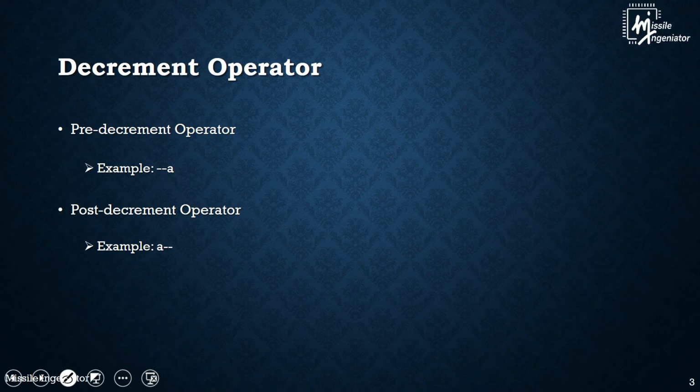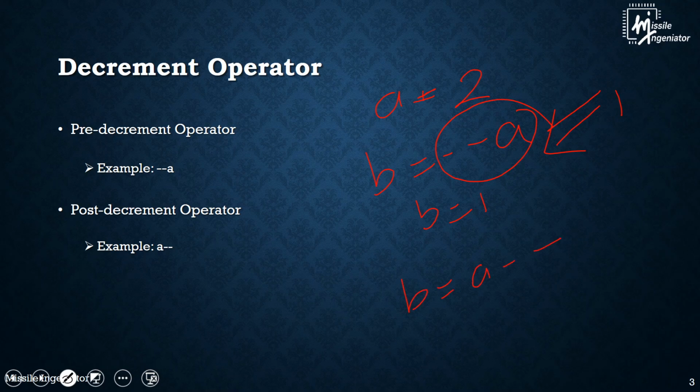In the case of decrement operators, it's similar to the increment case. Say I assign a equal to 2. Now if I say b equal to --a, then a is reduced to 1 and then assigned to b. Whereas in the case of post-decrement, when I say b equal to a--, the value of b is assigned the value of a, so b is equal to 2, and then the value of a is decremented.